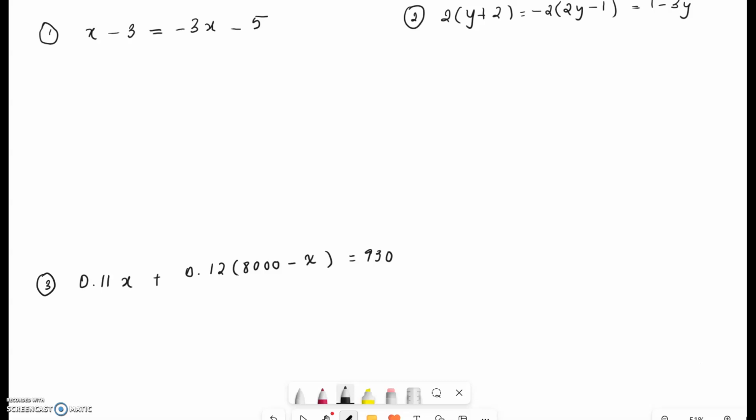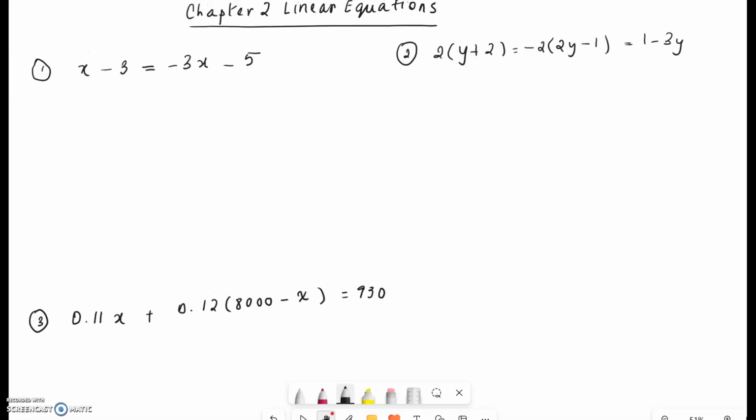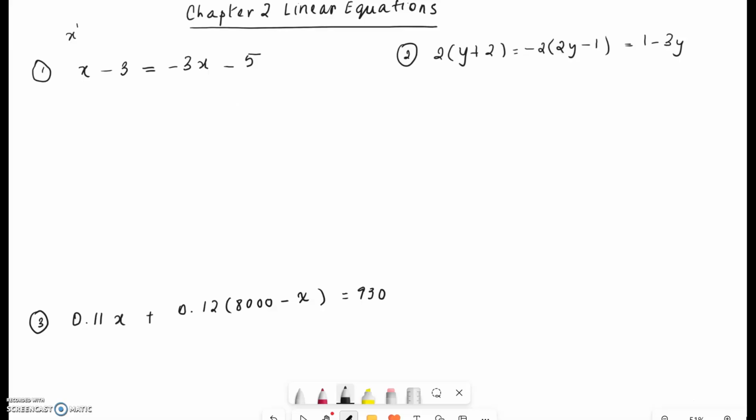So let's look at a few more examples, slightly different from the ones that we've done earlier. So we have x minus 3 is negative 3x minus 5. Remember, that's a linear equation because the highest power of x is 1. Before you start solving for x, part of the process is simplifying the expression completely. We've seen examples where we simplified the left side completely and then started solving the equation.